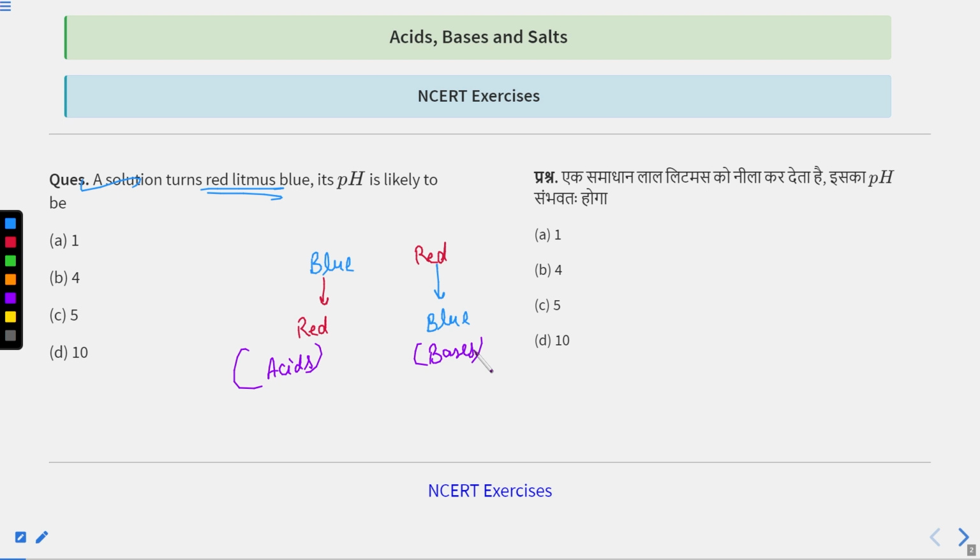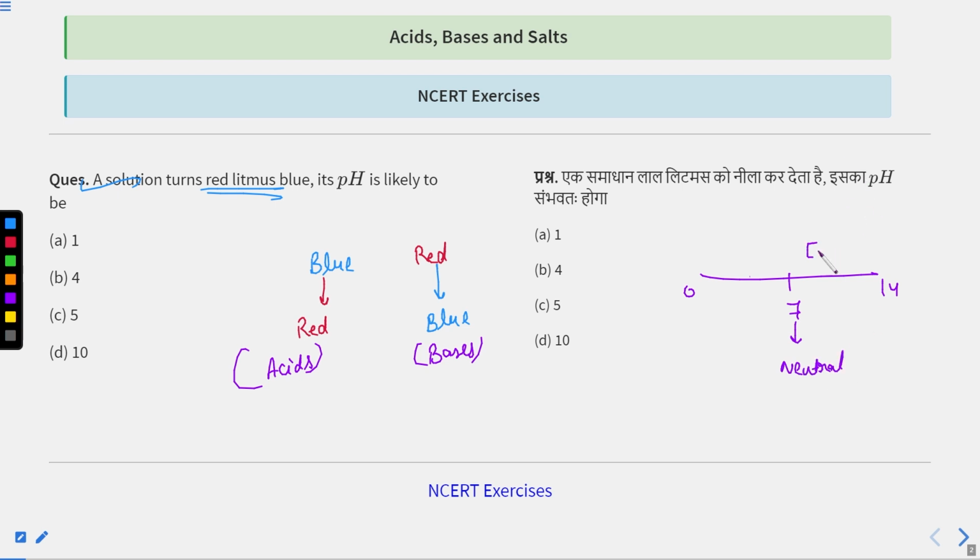So its pH is likely to be what? Its pH is likely to be 1, 4, 5 or 10. You know the pH scale. In the pH scale, values go from 0 to 14. At 7 it is neutral. I am drawing that. This is 0, this is 14. At 7 it is said to be neutral.